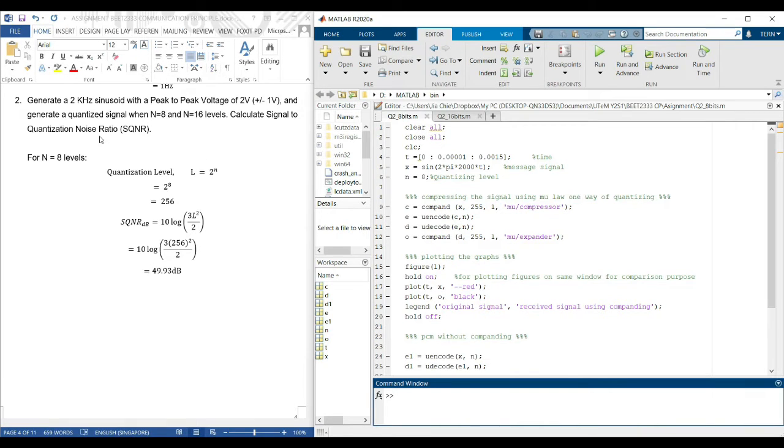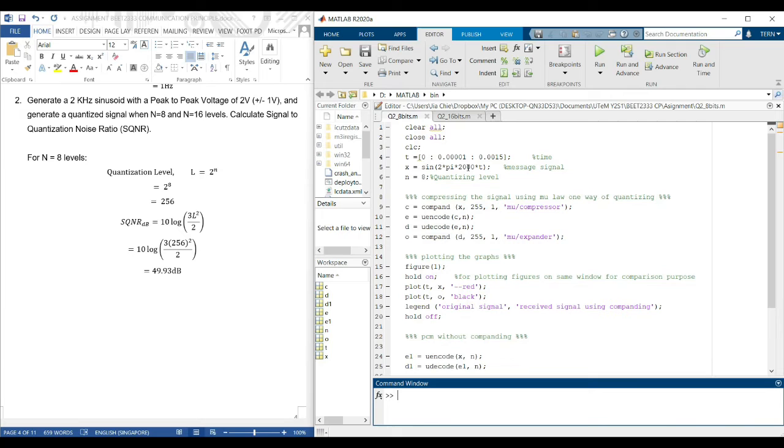In question 2, we will generate a 2 kHz sinusoid with peak-to-peak voltage of 2 V and generate a quantized signal when n equals 8 and 16 levels. Then we will calculate the signal to quantization noise ratio, SQNR. For n equals 8 levels, we first calculate the quantization level, L equals 2 to the power n. Then 2 to the power of 8 equals 256. Then we calculate the SQNR in dB: 10 log 3 L squared over 2. After calculating, we get 49.93 dB.